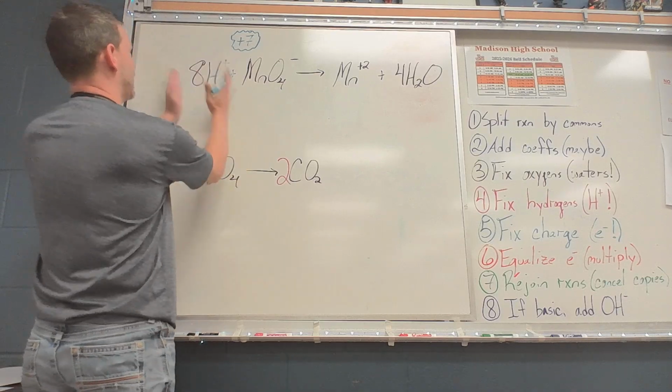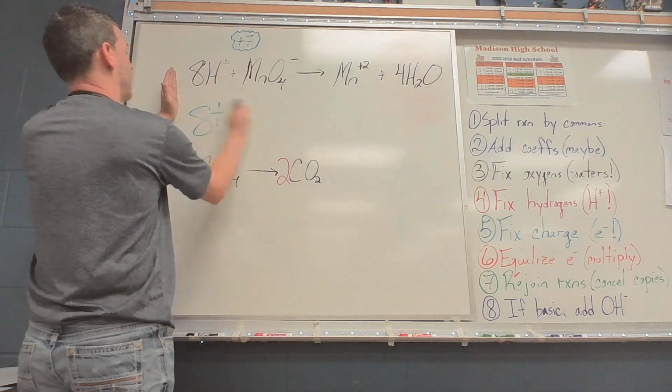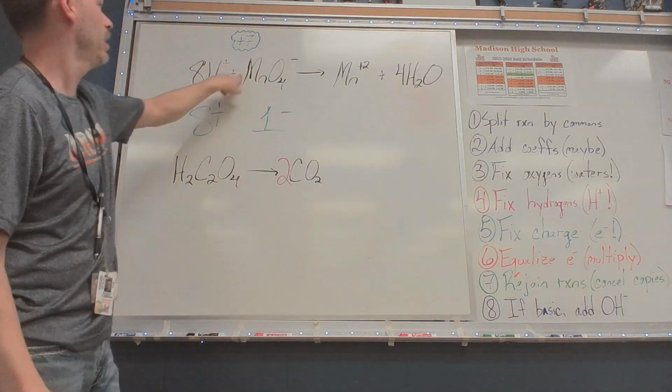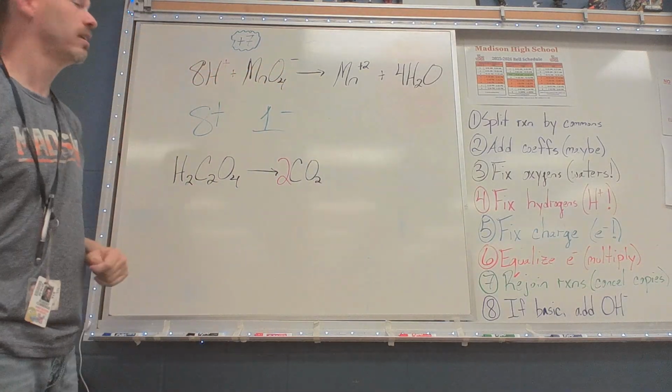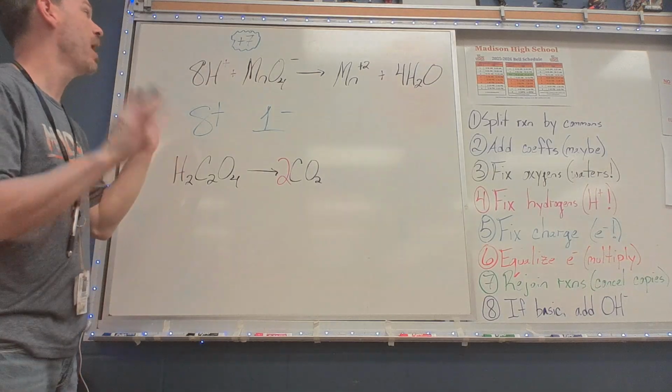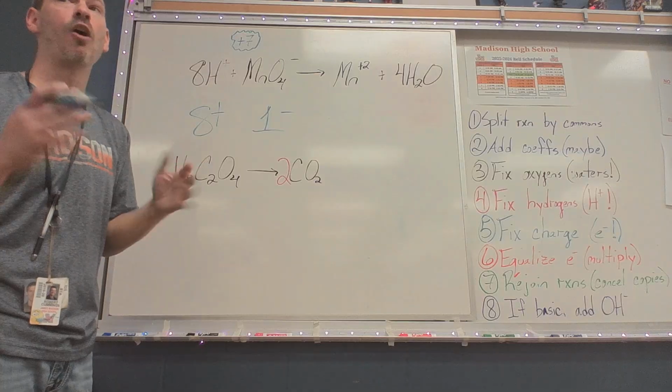So I'm looking at the entities. This entity is made up of 8 pluses. This entity is made up of 1 minus. 1 minus, 8 pluses. I'm not doing anything yet. I'm analyzing what's there. I'll fix it in a moment.